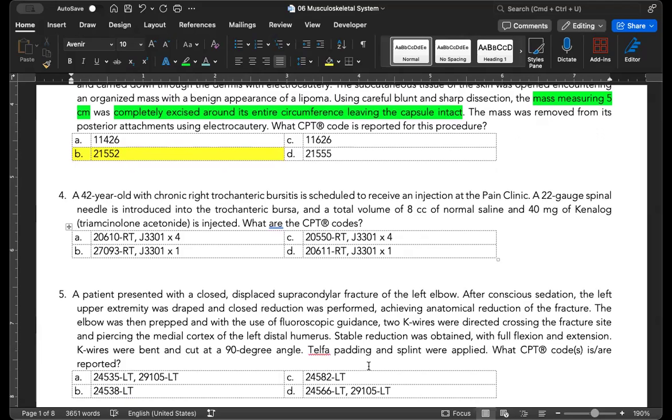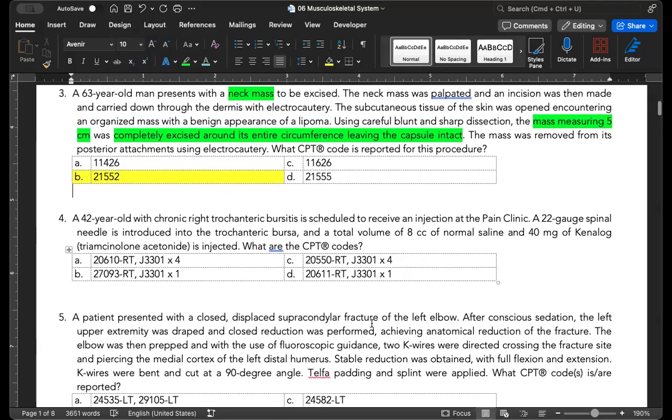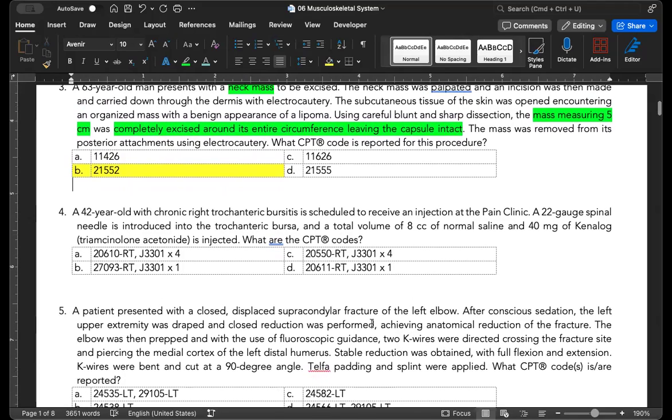All right. So number 4, we have a 42-year-old with chronic right trochanteric bursitis, and they're scheduled to receive an injection at the pain clinic. So a 22 gauge spinal needle is introduced into the trochanteric bursa, and a total volume of 8 cc's of normal saline, and then 40 milligrams of Kenalog, which is triamcinolone acetonide, is injected. So let's actually look at your HitPix book first.